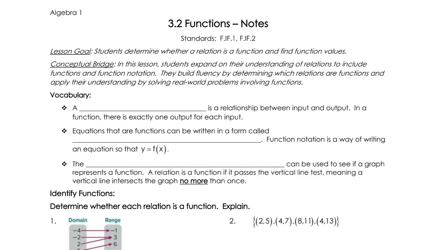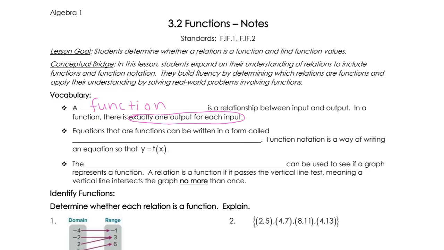For this video, we will be talking about section 3.2, which is functions. To start, as always, we have some vocabulary here. So our first vocab word, a function, is a relationship between input and output. In a function, there is exactly one output for each input.